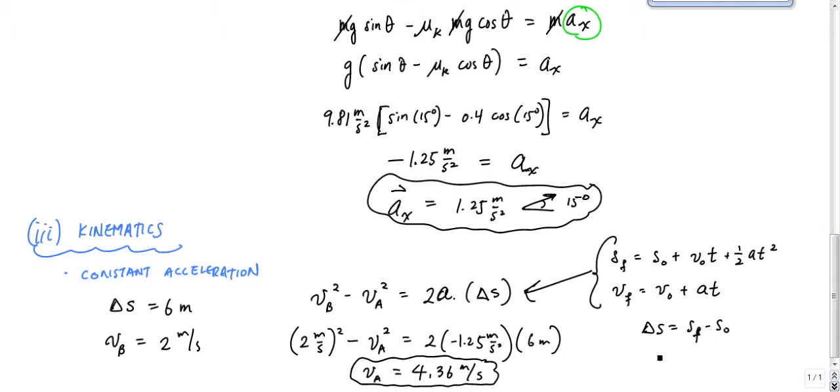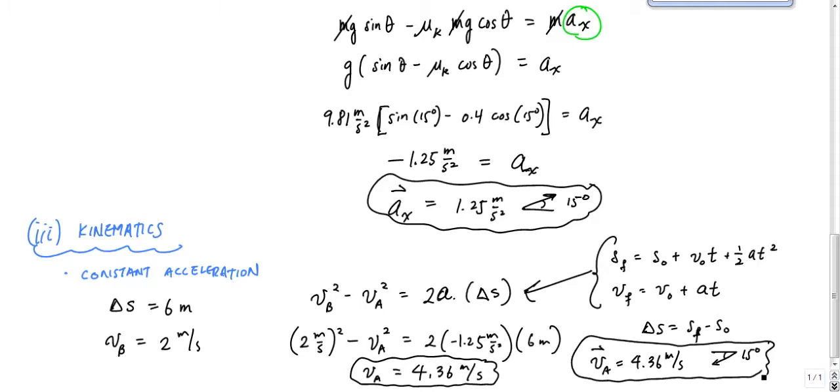If I want to give a more precise result, the velocity in vector form would be 4.36 meters per second, a magnitude, downwards like this at 15 degrees. So with direction and magnitude. All right, so hopefully that was enjoyable.